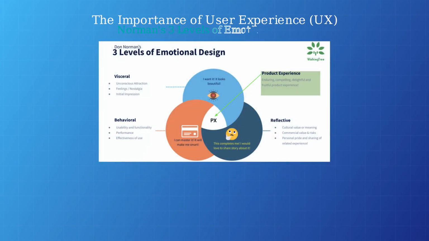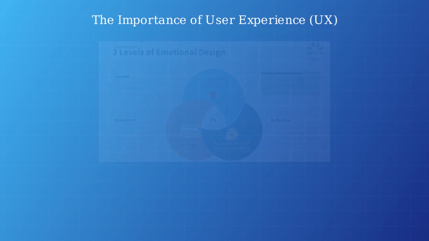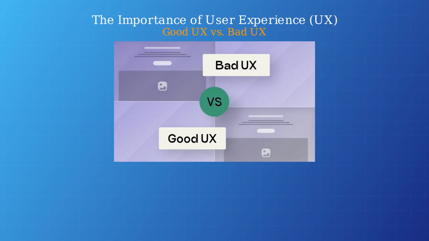Don Norman's framework identifies 3 levels of emotional design: visceral, which concerns immediate reactions; behavioral, which relates to usability; and reflective, which involves deeper meaning and connection. Good UX design considers user expectations and behaviors, while bad UX creates confusion and frustration. Even small design decisions can significantly impact the overall user experience.